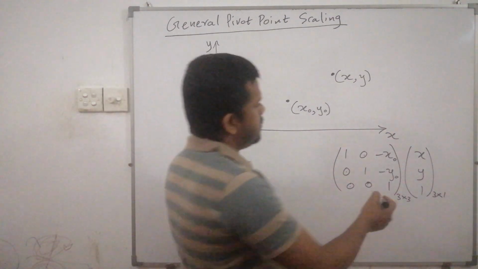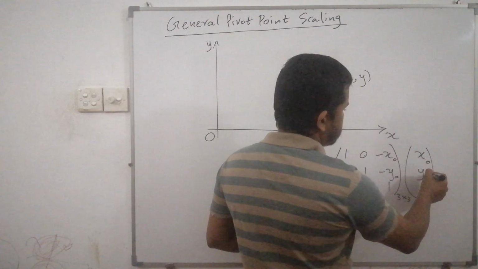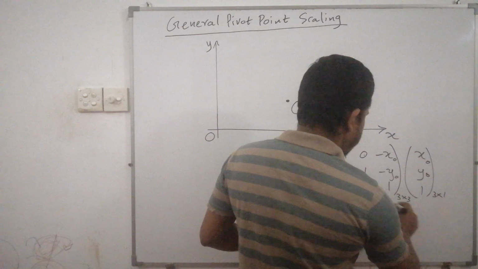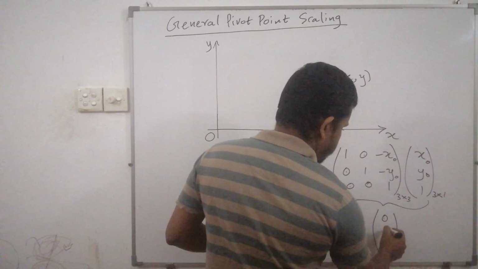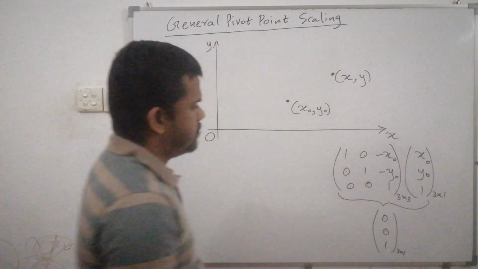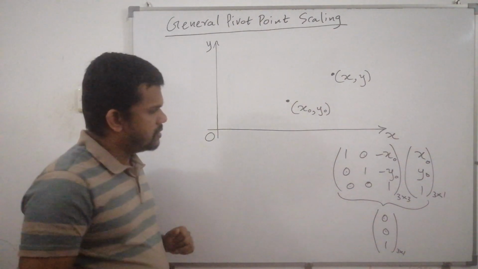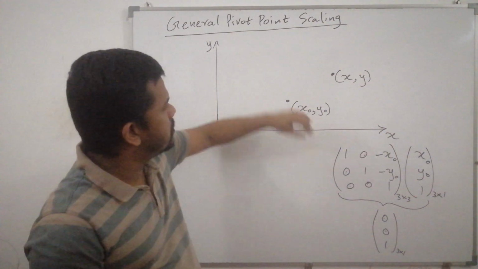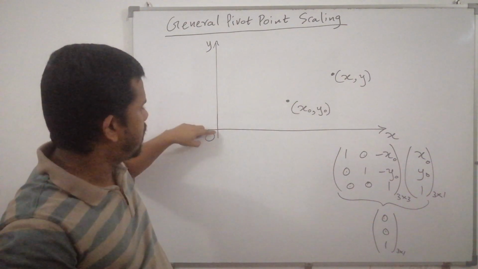So let's think. Here we have x naught, y naught. Then what happens? Multiplication of these two will give us 0 0 1, 3 cross 1. This matrix represents the origin. That means if we apply this translation matrix to the matrix that represents this point, it will come to the origin.